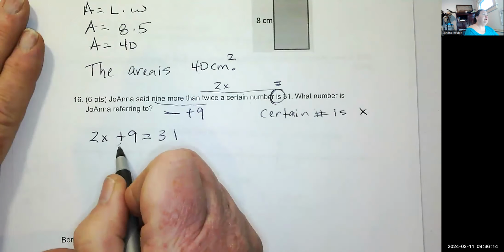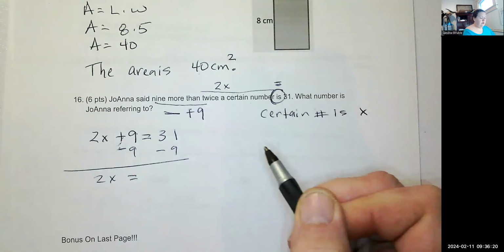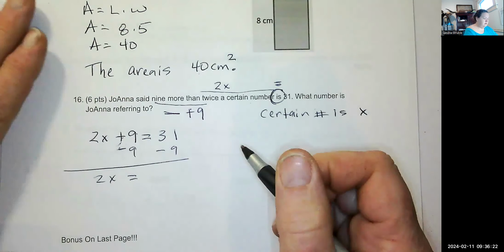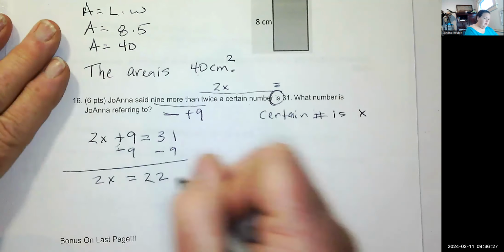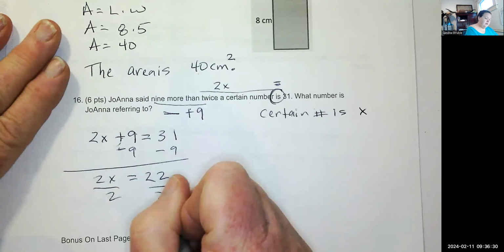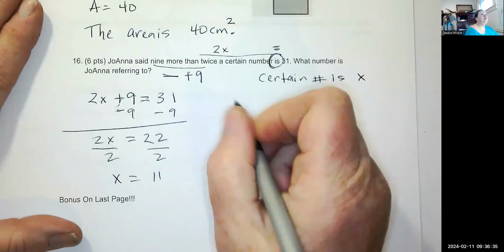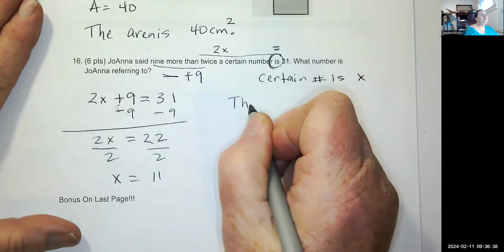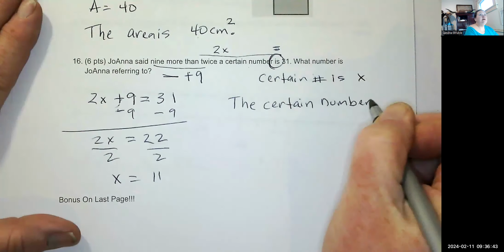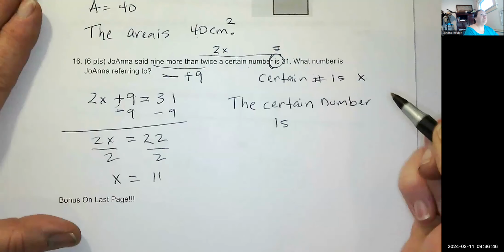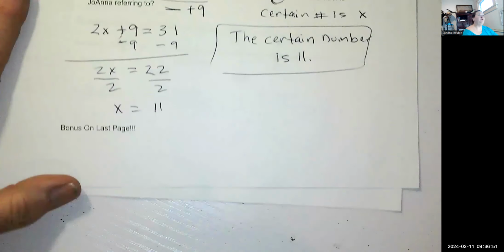9 is added to this, so I need to subtract 9 from both sides. And I get 2x is equal to 22. And then divide both sides by 2. And x equals 11. So Joanna's number, the certain number, is 11, or you could write Joanna is referring to 11. There's no units or rounding.